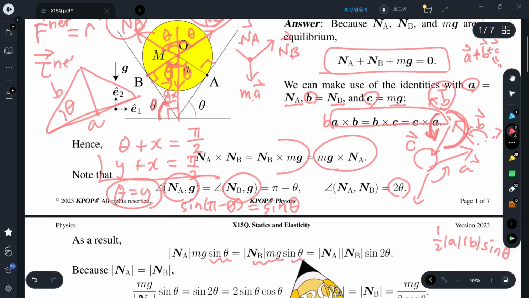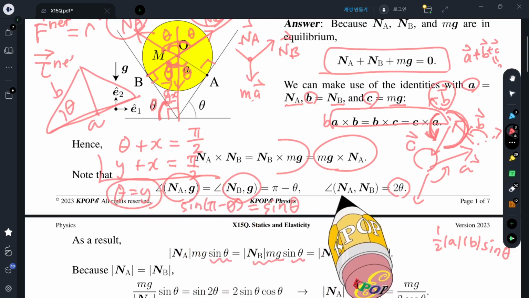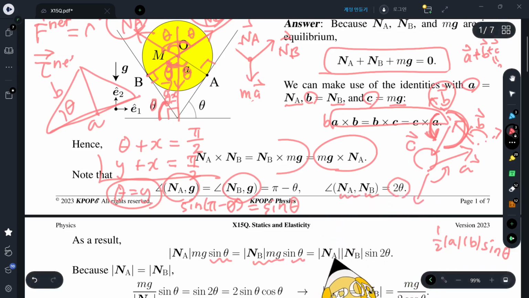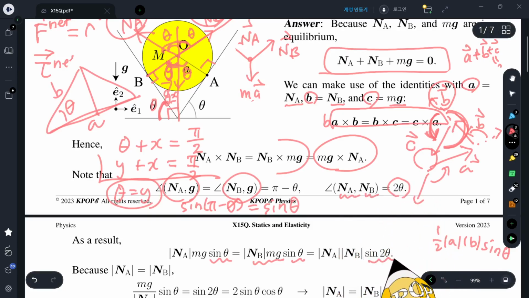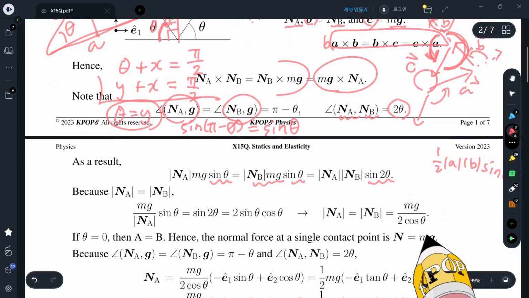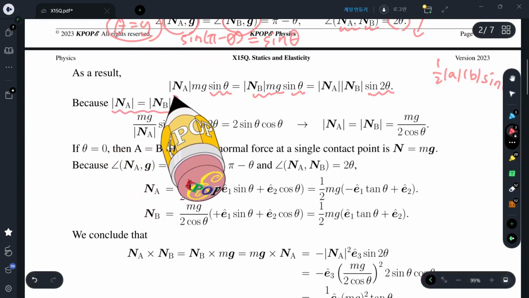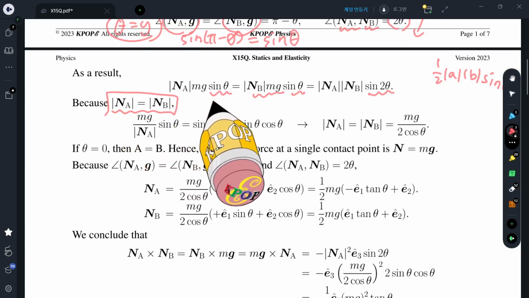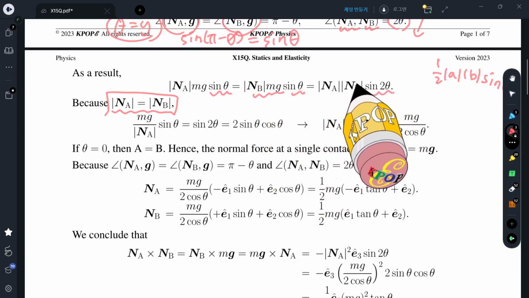We have an identical relation, NB mg sine theta. And then the angle between NA and NB is 2 theta. So we have a product of the magnitudes of the two vectors multiplied by sine 2 theta. All right. So because of that, in addition, we have a symmetry that the magnitudes of the two normal forces are the same. Therefore, I can divide these identities by NA, either NA or NB, they are the same.